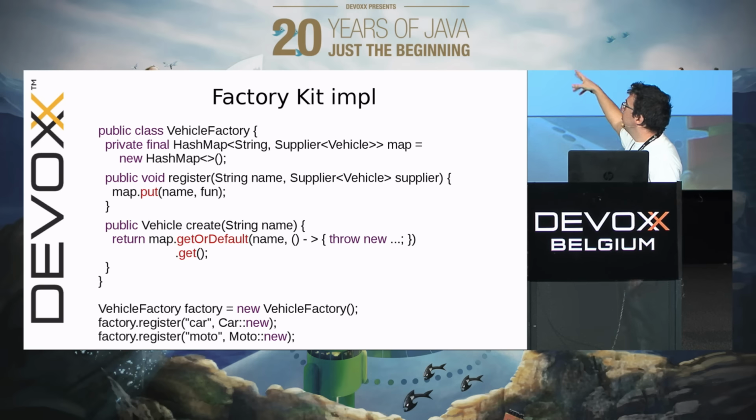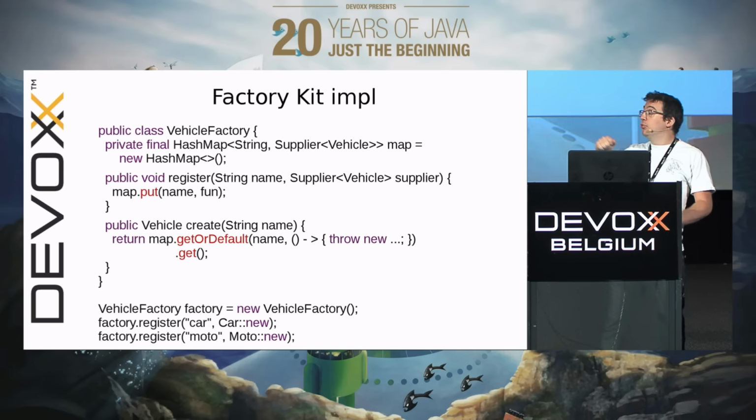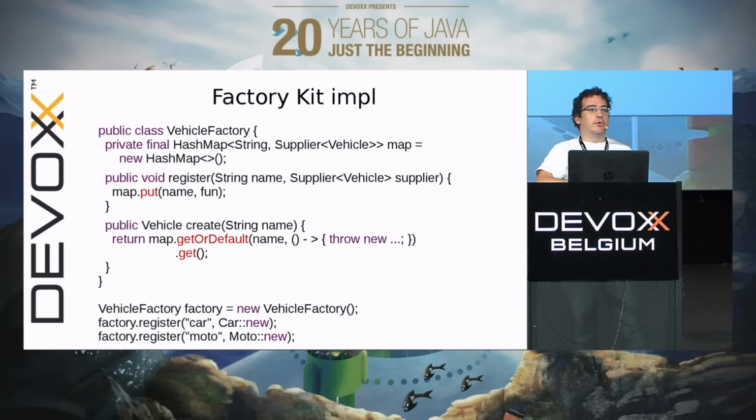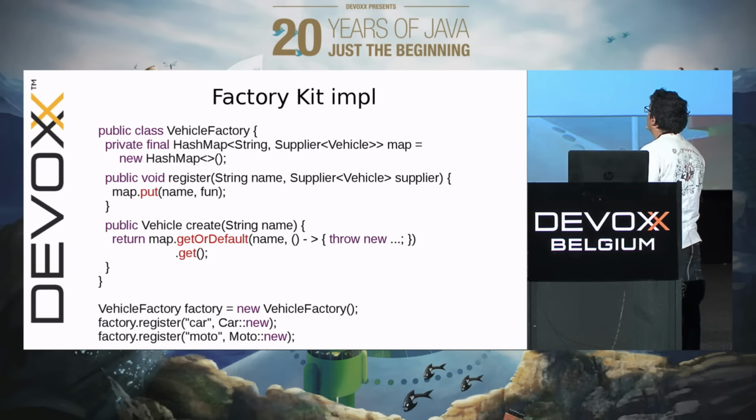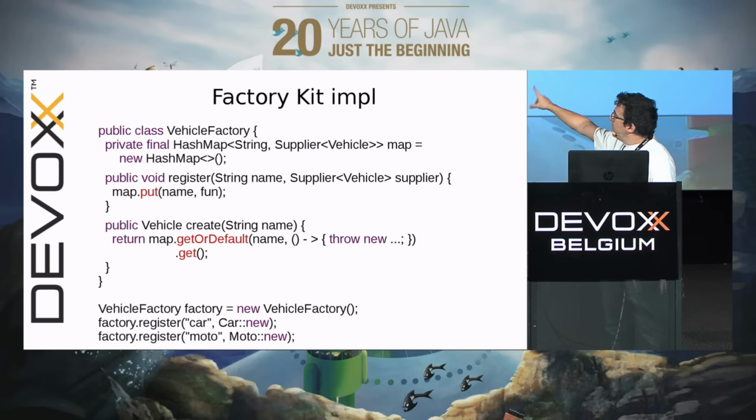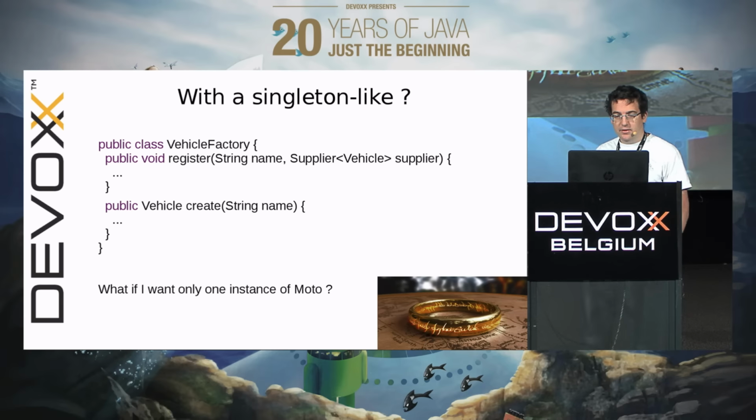Okay, everybody. So it's a kind of nice trick, which is instead of having to manage null, the idea is to return a lambda that will throw an exception after. So I can write it in one line. Okay. Let's suppose now I have this class which is implemented, and I want to implement a singleton. Here, when I register a car, I will create a new car each time I call create. Let's say that now I want only one instance of moto.